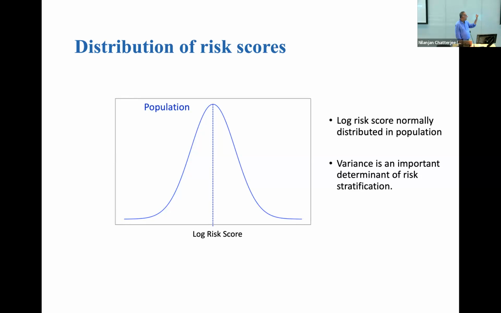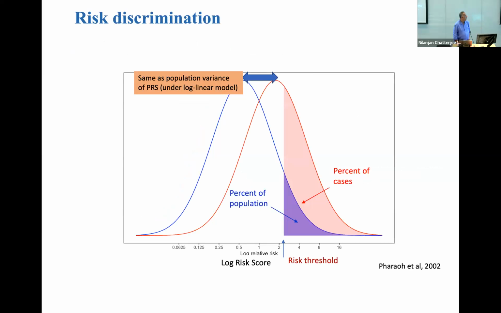And a very critical factor is the spread of that distribution, like how wide the variance of that distribution is, and that determines how well this score will perform in discriminating, let's say, cases and controls of a given disease like breast cancer. And there's one nice result that I find very useful to think about how a risk score performs in discriminating cases and controls.